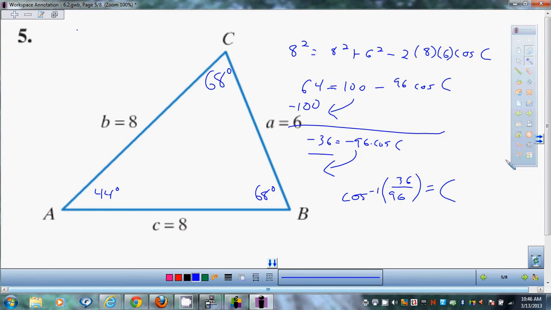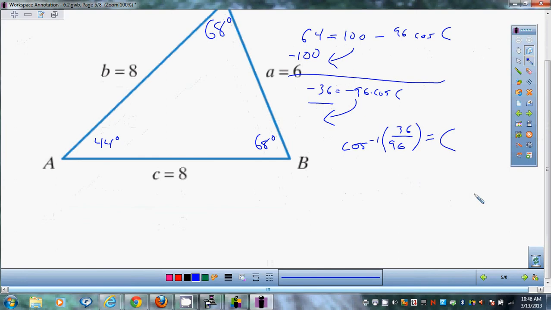It's called Hero's formula. I actually did research on this at one point, but I've forgotten and I no longer remember why it's called Hero's formula.